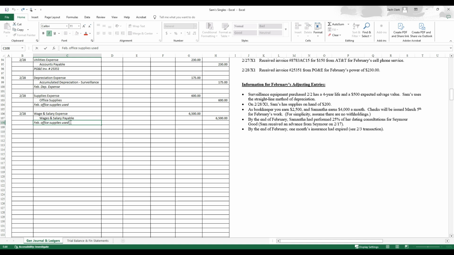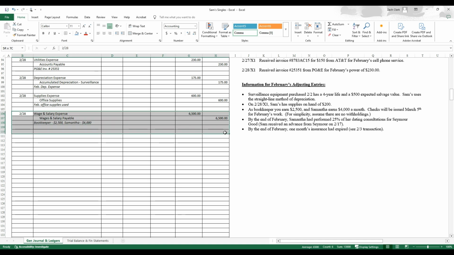So this is February. Let's say bookkeeper 2,500. Samantha 4,000. Okay, so now this is saying this was our earnings for February, or the employees' expenses. So we're recording 6,500, and then we're saying it's a payable because we're going to pay it next month, essentially.